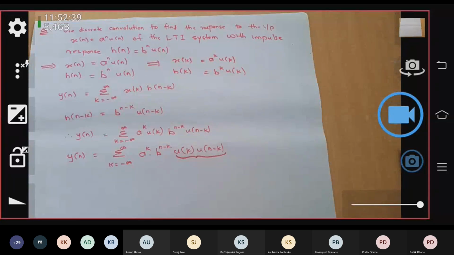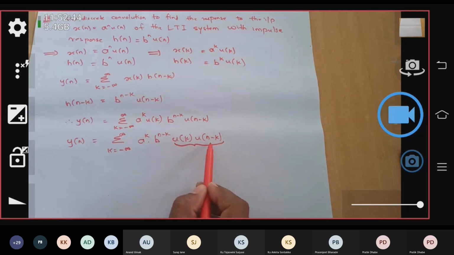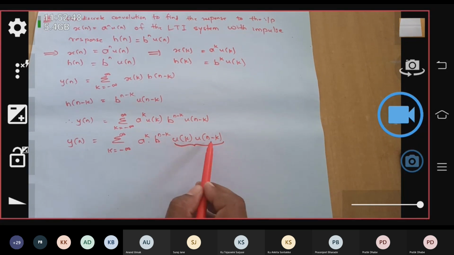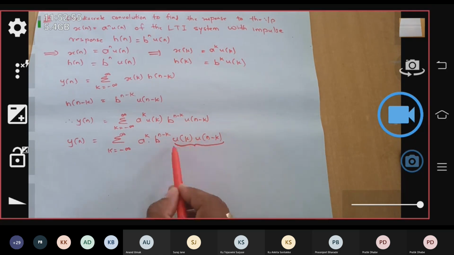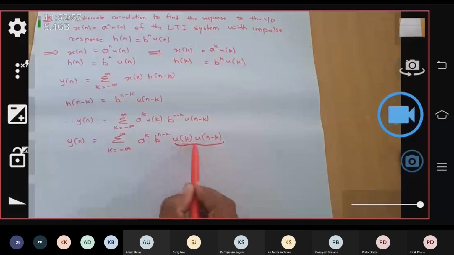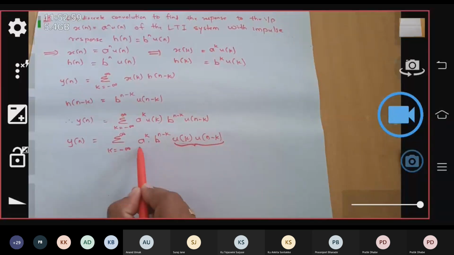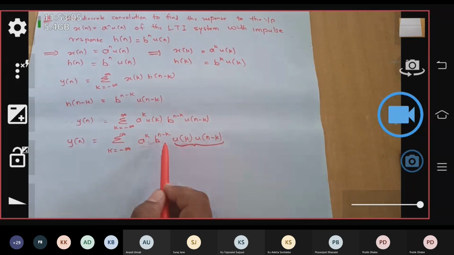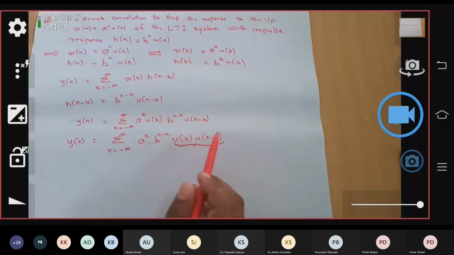Okay, right. So this u of k into u of n minus k, both are unit step functions. One is the original unit step, the other one is folded and delayed. But we all know that even if it is folded and delayed, the magnitude still is 1. So this will not change. This particular multiplication of unit step with delayed unit step will not actually change the magnitude of this original function. Okay, this will only change the limits of k. So we will try to see as to how this happens.